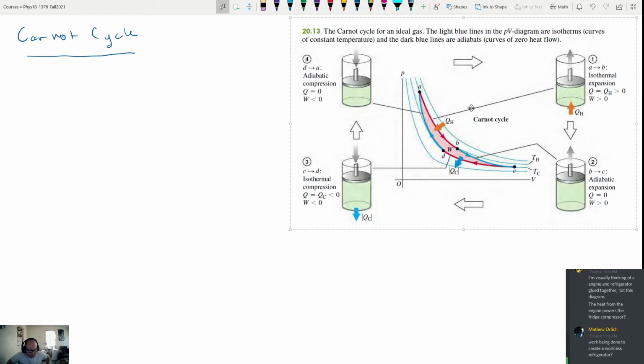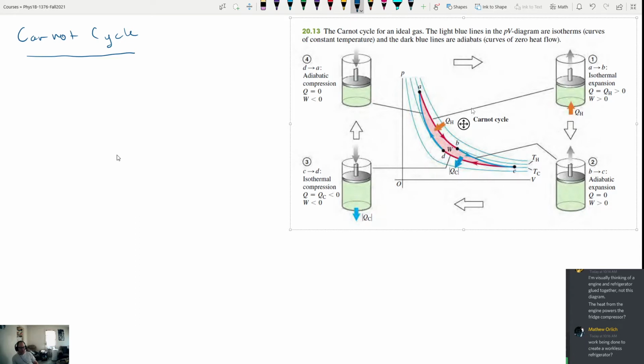Okay, so in order to make this work, we have to think about reversibility and irreversibility. We know that reversible processes tend to be more efficient in general. So in order to make this incredibly efficient, you have to get rid of the irreversible processes, okay?